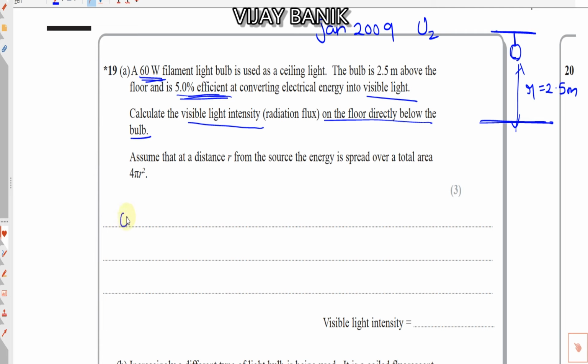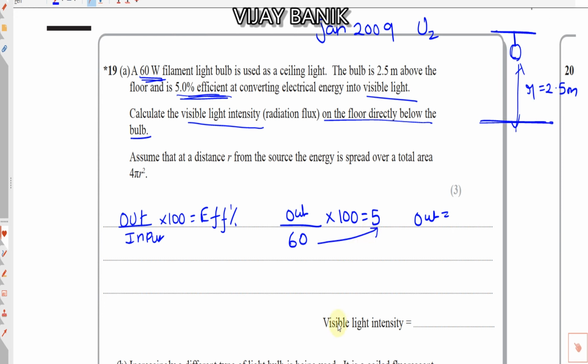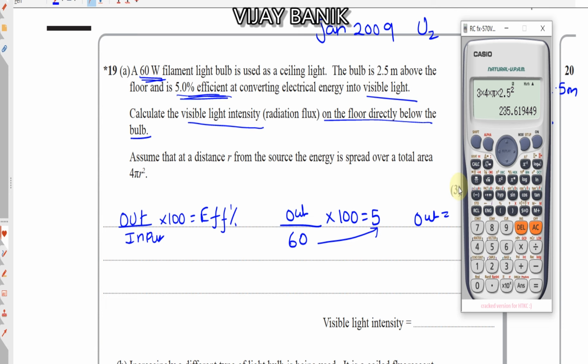We know output divided by input, into 100, is equal to efficiency. That's our formula, right? So what is the output? We don't know how much it is. What is the input? 60 watt. So output divided by 60 into 100 is equal to 5. If we do that, we have to use the calculator. It's 5 into 60 divided by 100. We use the calculator, 5 into 60.